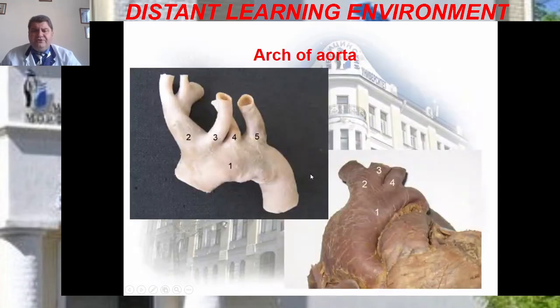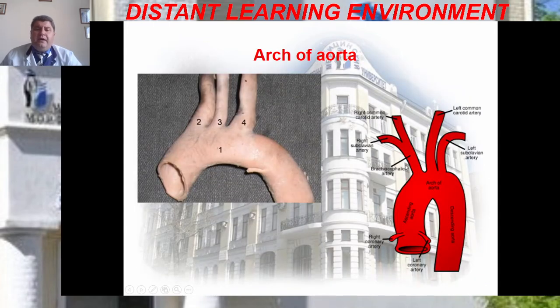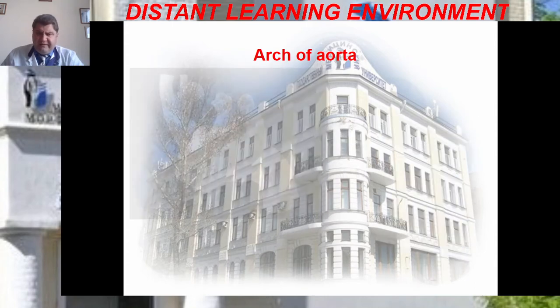So as I told you, in usual cases, I repeat, on the right side, in more than 70% of people, starts brachiocephalic trunk or brachiocephalic artery, and on the left side of aortic arch start two vessels, two branches, left common carotid artery and also left subclavian artery.